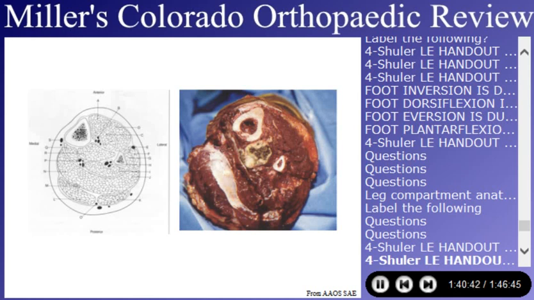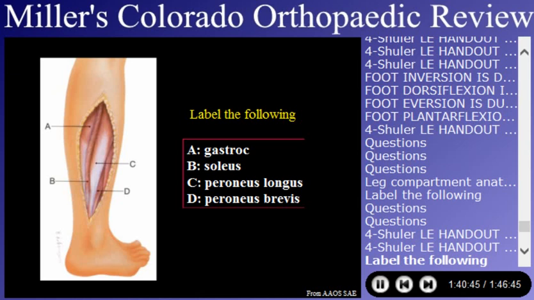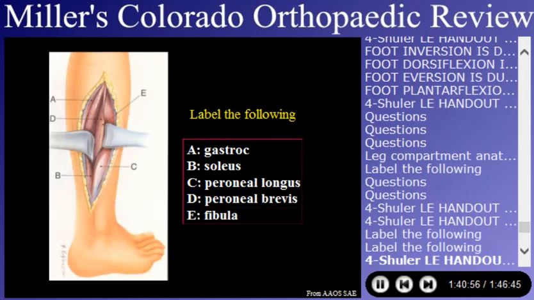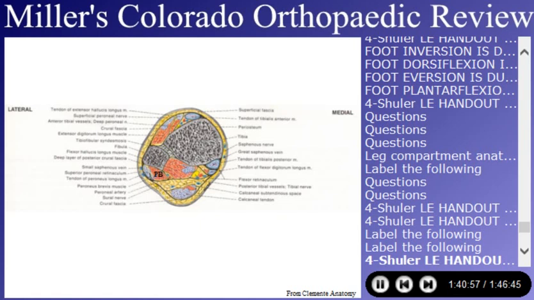Label the following. A is gastroc, B is soleus, C, peroneus longus, don't forget it lies on top of the peroneus brevis. Label the following once again. Okay, the addition there is E, fibula. Cross-sectional anatomy.